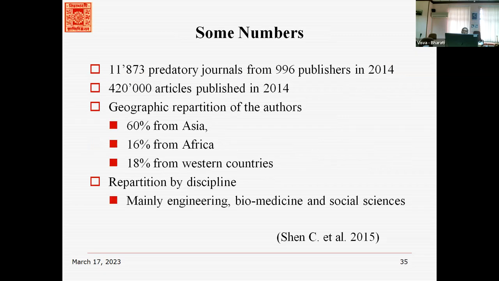Now I am giving another statistic, but I could not find the latest statistics, though I tried. In 2014, there were 11,873 predatory journals from 996 publishers. And from these 11,873 plus predatory journals, they published 420,000 articles in 2014. So how much it is today, I cannot find anywhere. If you find it, then help me. After 9 or 10 years, what will the figure be? Let me know. And it is also seen that we are a developing country.